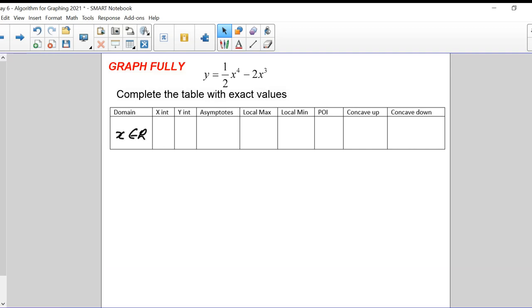X is all real numbers. There is no restriction, all integers. Thank you, Kushi. There is no restriction on the domain in this case. So that's something you should be thinking about as you put this together. All right, x-intercept and y-intercept.